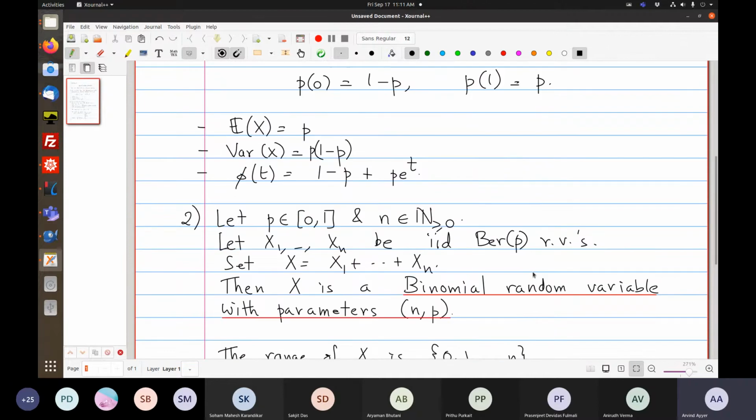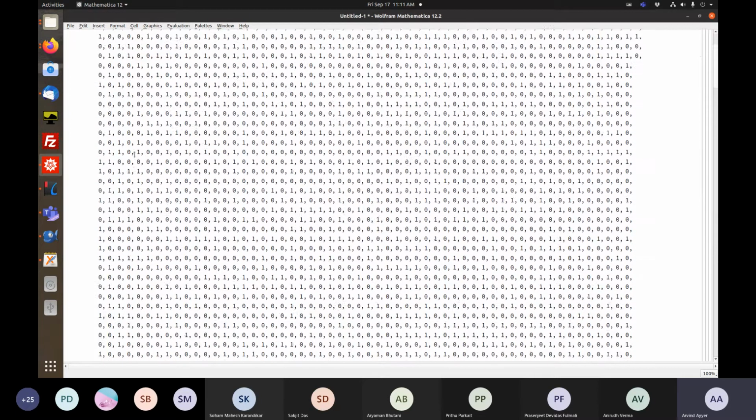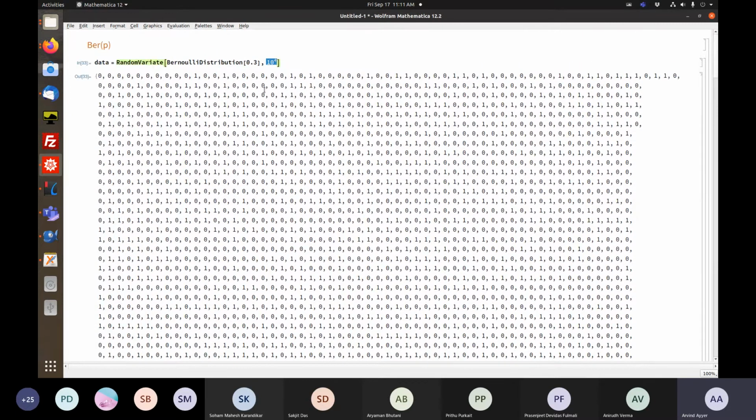Oh damn. Okay, sorry. I wanted to show you simulations. So let's backtrack. We are still on Bernoulli. I have coded this in Mathematica. What I am doing now is generating independent Bernoulli random variables with parameter p equals 0.3. If you like, I can take any other p that you are comfortable with. And I have 10,000 samples of this.